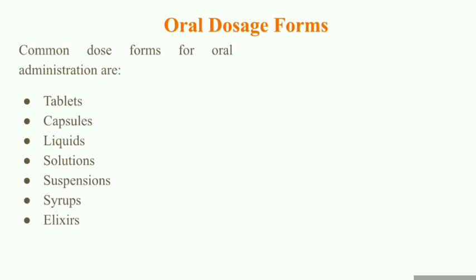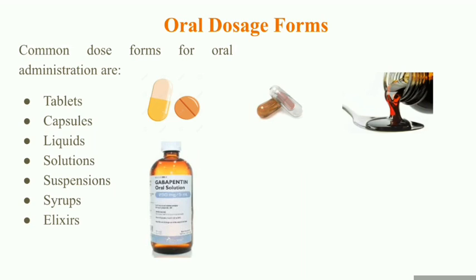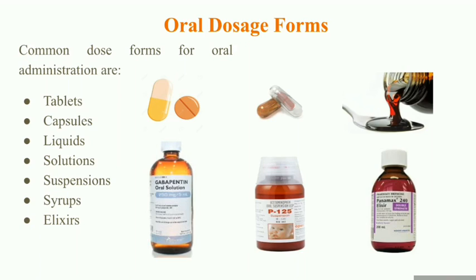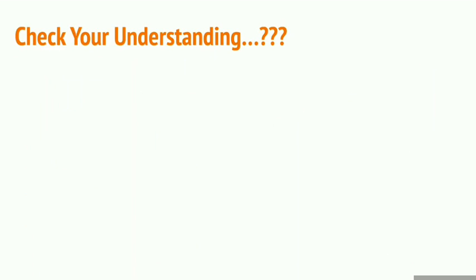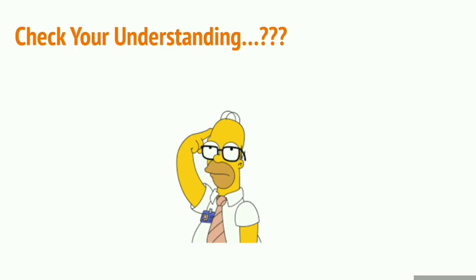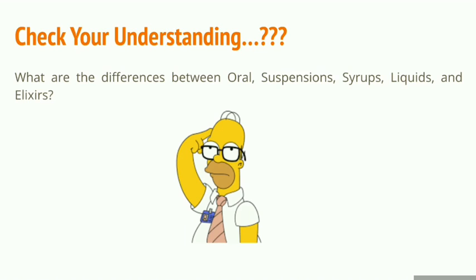Now the oral dosage forms are tablets, capsules, liquids, solutions, suspensions, syrups, elixirs, and so many more. Now here a question arises: what are the differences between liquids, solutions, suspensions, syrups, and elixirs? So it's up to you to find the differences between these liquid forms of oral doses and know what the main difference is between the composition of these solutions and liquids. And please comment in the comment box when you find it. Please let me know.